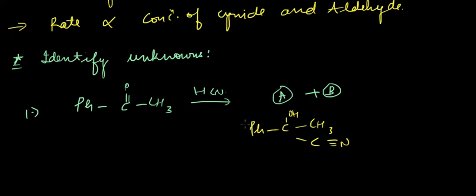this compound has a chiral center. So CN can either attack from the top side or from the bottom side. Depending upon that, we'll be getting the B product. If A is R, you have to make the S configuration, and if it's S, you have to make the R configuration.